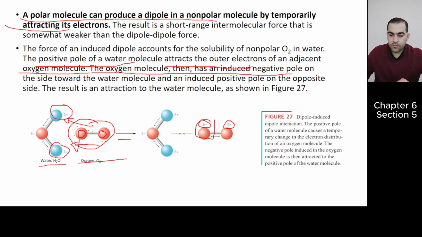And this attraction between partially negative and partially positive is a weak attraction. It makes a short range intermolecular force, but weaker than the dipole force between polar molecules. Okay, that's why a polar molecule induces a dipole in a non-polar one, and then an attraction happens.